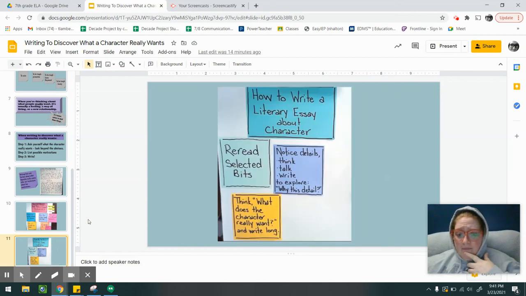So yesterday we talked about rereading and starting to notice why the author is choosing this detail. Today, we're just adding a little bit more onto it, saying, what does the character really actually want? So your job today is to write about your character, and really experiment with trying to dig into this work with your literary essay, writing about your character from your story now that we've practiced with Squeaky. So it is time to write. Get going. You have the rest of the time.